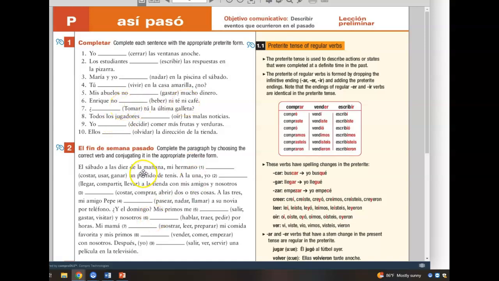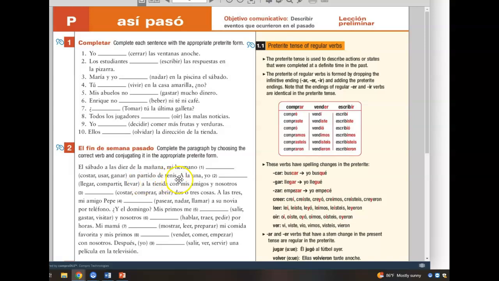Number 2, a bit more tricky in that you have options to choose from for each blank. 3 different infinitives. So based on usually what comes after the verb, you're going to choose the correct verb that makes the most sense and then conjugate that verb according to your subject. We'll do 1 and 2 together. El sábado a las 10 de la mañana, mi hermano. To cost, to use, or to win. Well, if we're talking about a tennis match, we would use the verb to win. Mi hermano ganó. G-A-N-Ó with an accent mark above the O.